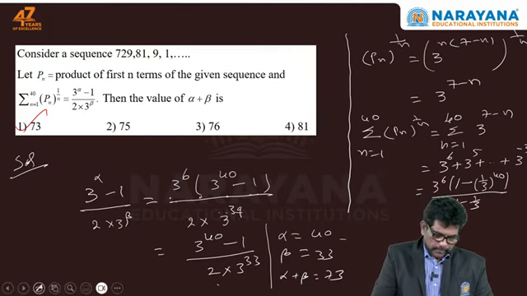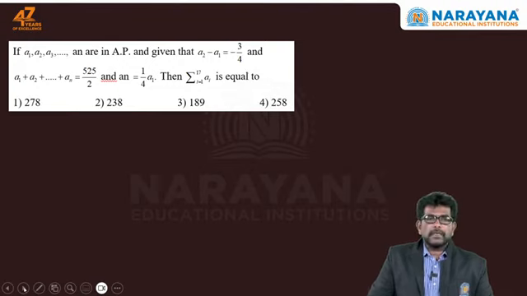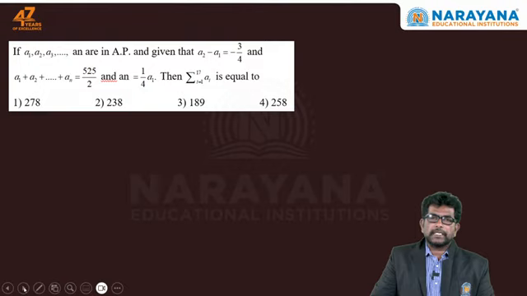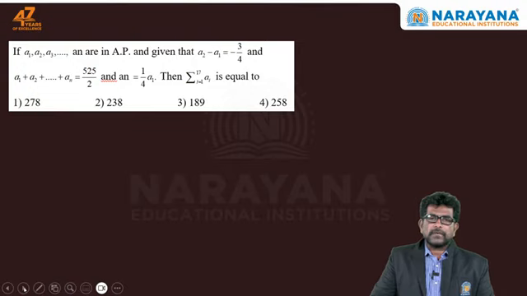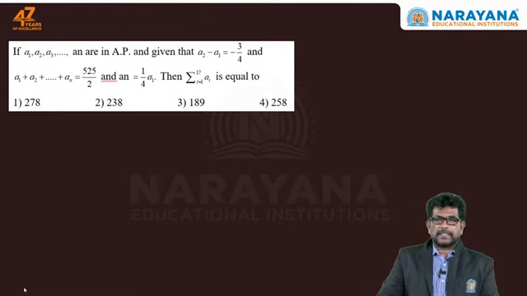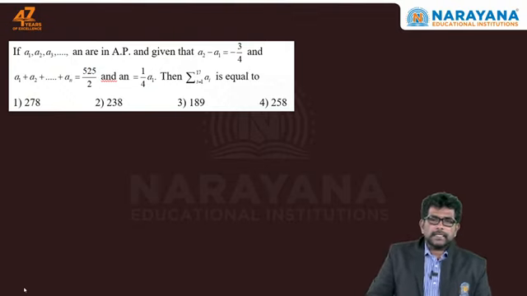The next problem is, if A1, A2, A3 and so on are in AP and given that A2 minus A1 is equal to minus 3 by 4 and A1 plus A2 plus so on plus AN is equal to 525 upon 2 and AN is equal to 1 by 4 times of A1, then summation i equal to 1 to 7, Ai is equal to, they are asking. Now, this problem is also related to the sequence and series. This shift contains two problems from the sequence and series.